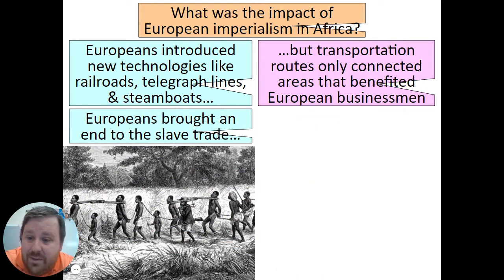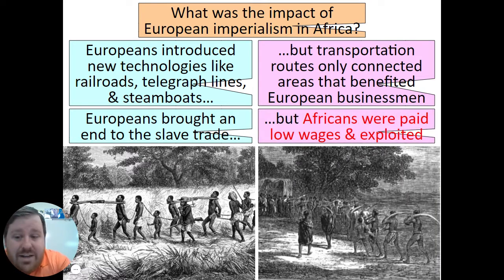Europeans also brought an end to the slave trade. That's a great thing. The end of the slave trade happened around this time that imperialism is at its height, a little bit before, I guess. So they didn't have a slave trade going on anymore in Africa. But Africans were paid low wages and they were exploited. Also, in the Belgian Congo, they are treated horribly.